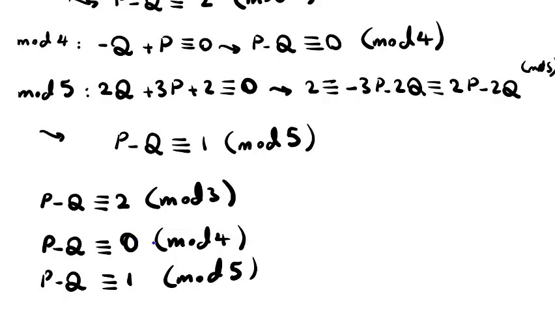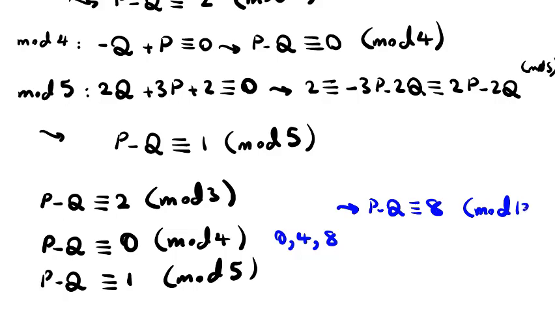I say, okay, it is 0. I add 4 each time, and I want to see which one satisfies here. 4 mod 3 is 1. 4 plus 4 is 8. 8 mod 3 is 2. So we can say P minus Q is 8 mod 12. It satisfies both of them.